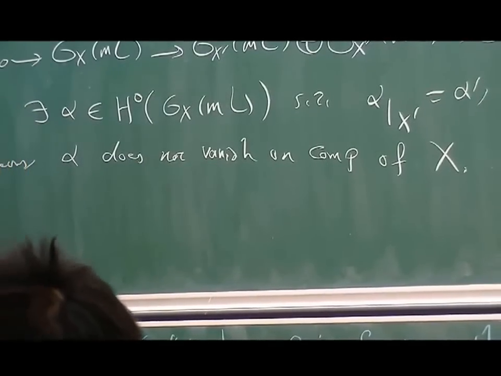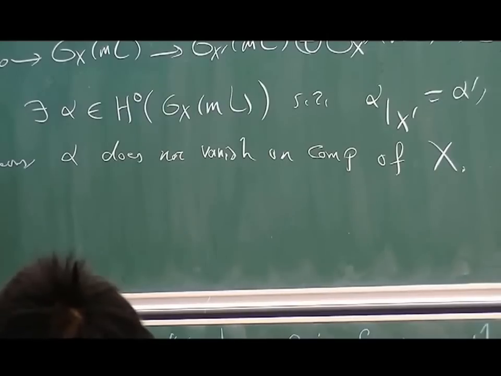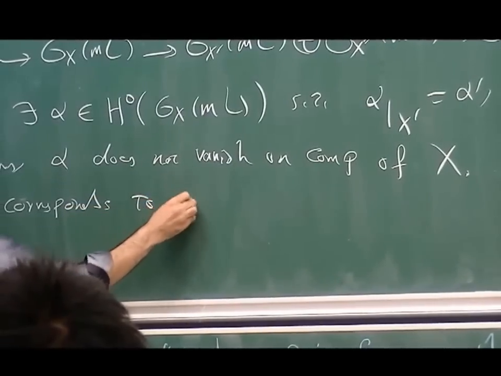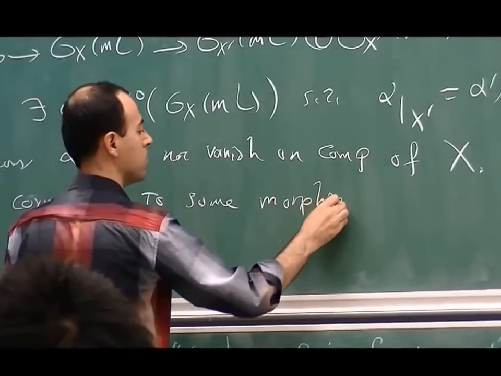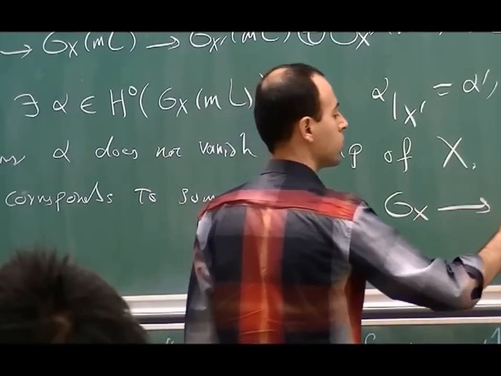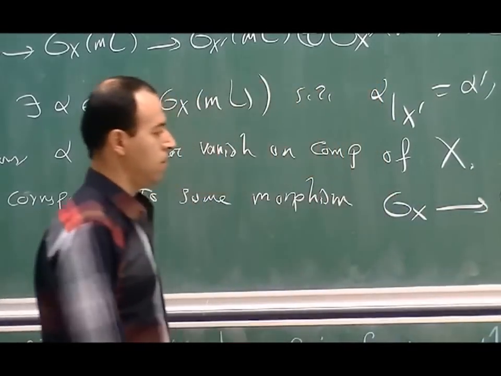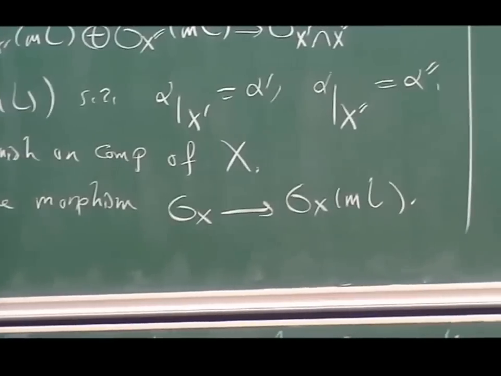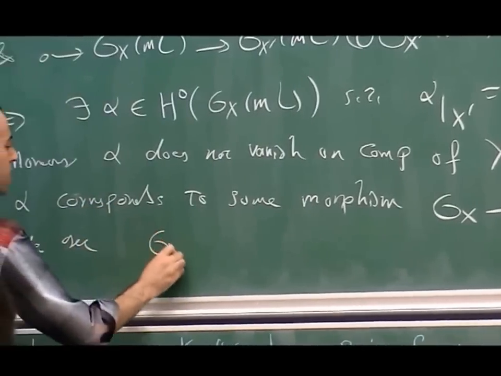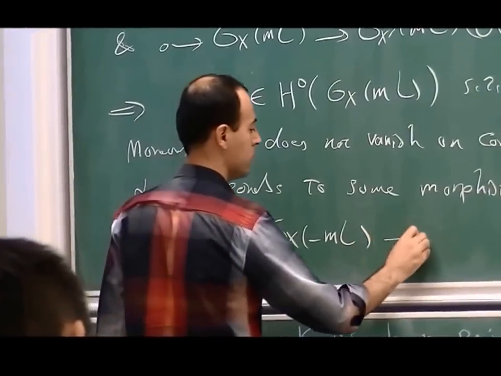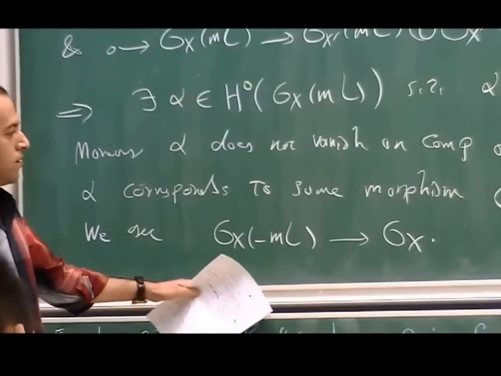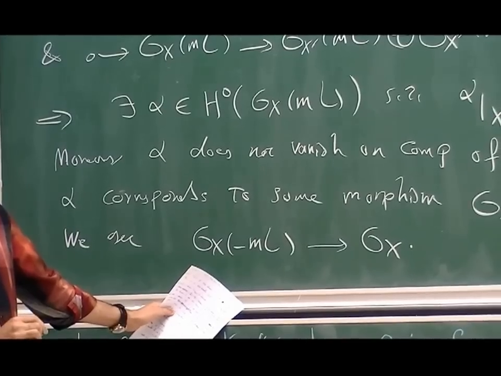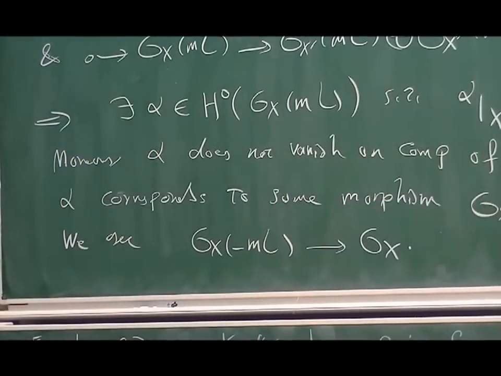Now, I can also think about this section in the following way. So alpha corresponds to some morphism from OX to OX ML. And if I tensor this with minus ML, then I get the following. So we get from OX minus ML to OX. And now, because X is reduced, and because this alpha does not vanish on any whole component, this morphism is injective.